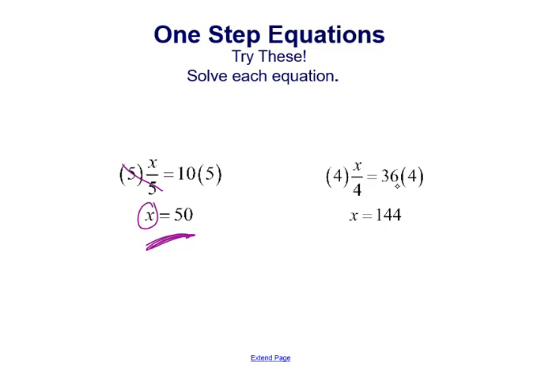In the second equation, we have x divided by 4, so we multiplied by 4, which undid that division and gave us our variable isolated over here on the left, x. Then we did 36 times 4. We had to multiply by 4 on the right side of the equation, which gave us 144. So the solution to the second equation is x equals 144.